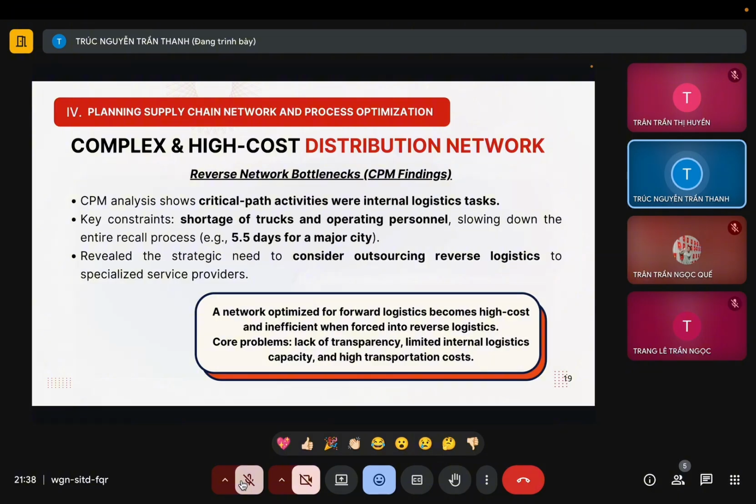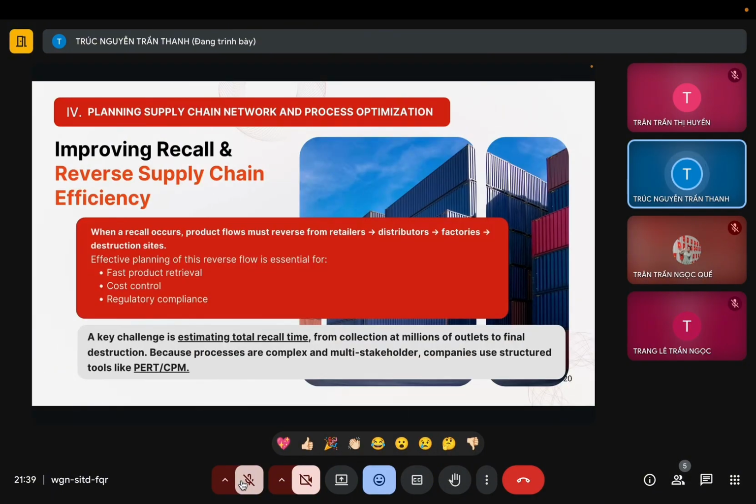For this one, we apply CPM. The analysis shows the critical path activities are internal logistic tasks, so unless we optimize them, forward logistics become high cost and inefficient. When forced into reverse logistics, it is difficult to resolve the lack of transparency, limited internal logistic capacity, and high transportation cost. In order to do this, we need to improve recall and reverse supply chain efficiency.